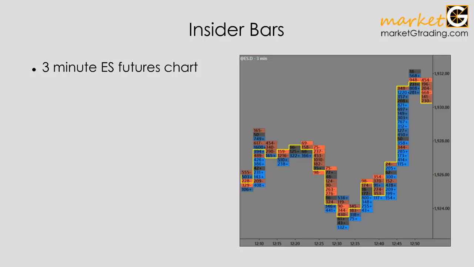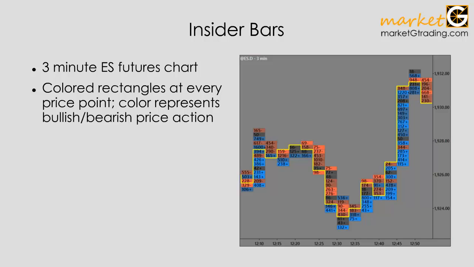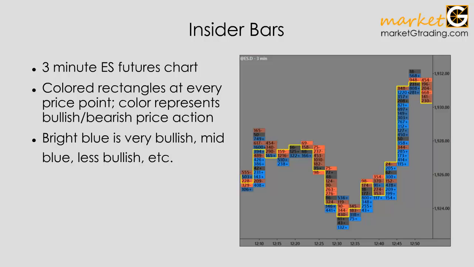Here's an example chart. This is a 3-minute ES S&P futures chart. At every price point there are colored rectangles, and the colors represent the bullishness or bearishness at that point on the bar. Bright blue is very bullish. Mid blue is less bullish. You also see bright red and mid red, so the same idea applies, and there's also a neutral zone.